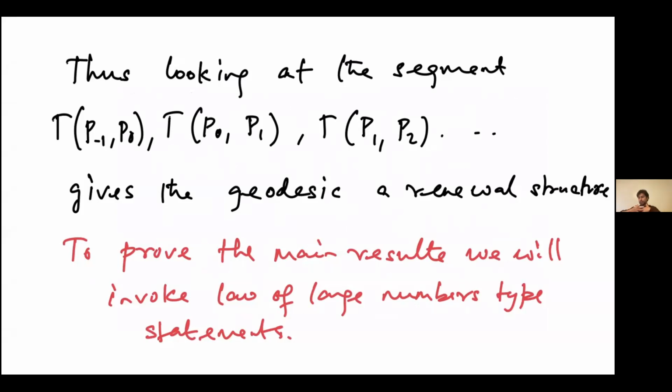Okay, so the geodesic now has this renewal structure, and we want to prove something converges along the geodesic. So it's natural to invoke some law of large numbers type statement. That's exactly what we'll do. However, to do that, you need some decay of correlation. Suppose you have some renewal sequence. To say that you have some law of large numbers, you need to say that there is some rough independence along the sequence.